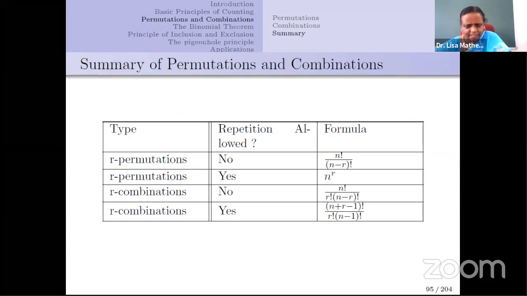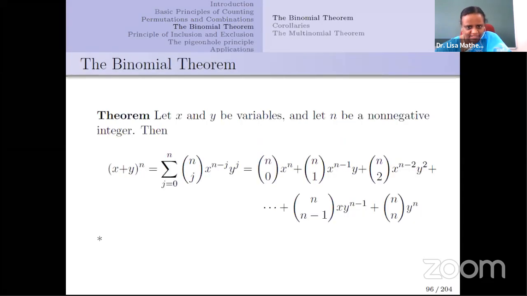This is a summary of what we've been saying so far about permutations and combinations. Next, we come to the binomial theorem. Suppose x and y are variables, and suppose n is a non-negative integer. Then (x plus y) raised to n can be expanded in terms of the binomial coefficient according to this formula.